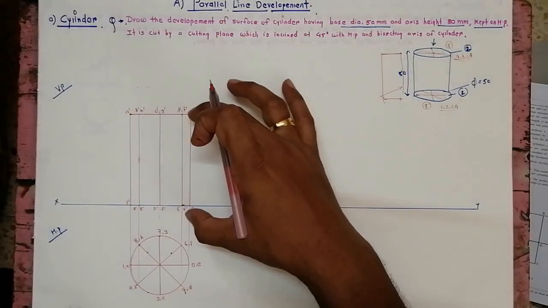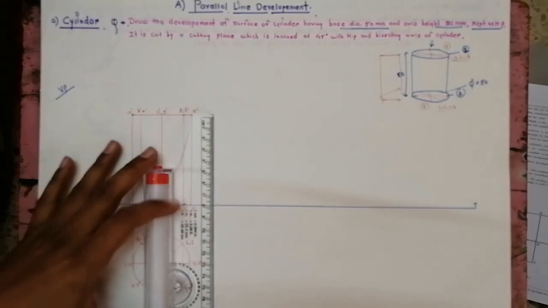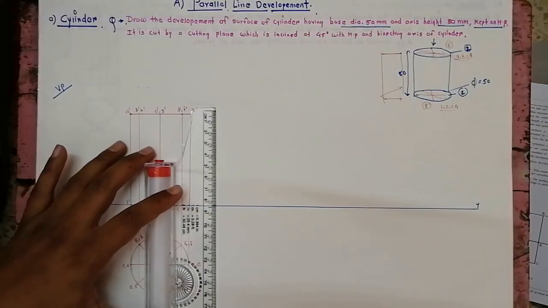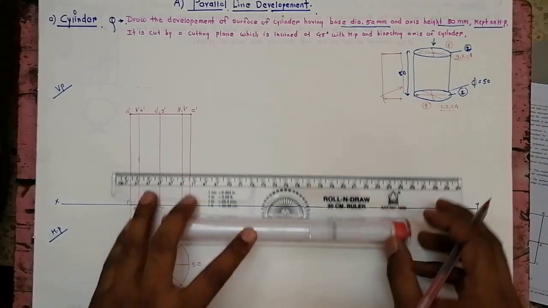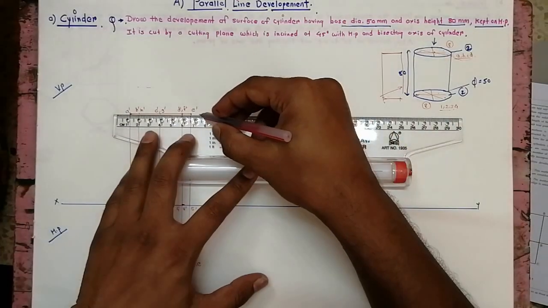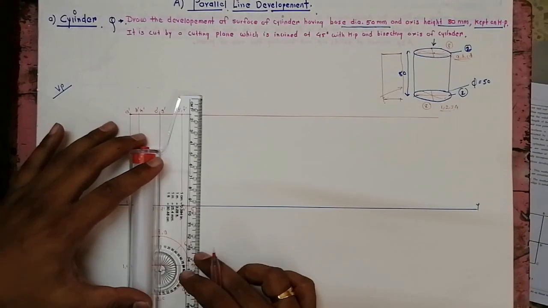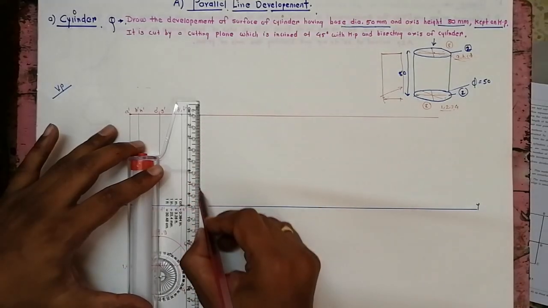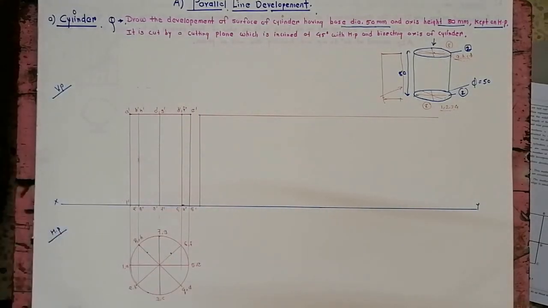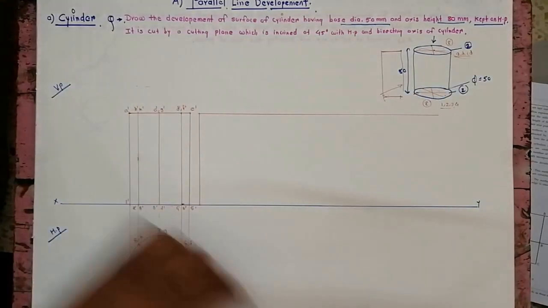Now since the method which is used for the cylinder is parallel line development, you draw the parallel line from xy, equal to the axis height. So this is 80 mm. We'll start from here, like this. Now what is the length of this development?